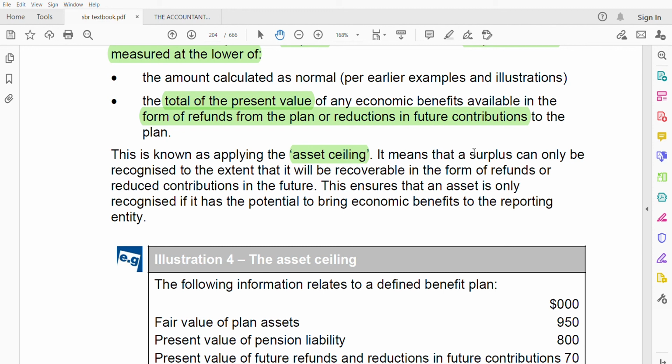Remember, ceiling is like the top position. That is like the maximum it can go. So here also, up to the extent. So ceiling is like up to that extent only. More than that, it cannot go. Up to the extent that it will be recoverable in full in the form of refunds or reduced contributions in the future. Are you getting a refund or are you reducing contribution in the future? This ensures that an asset is only recognized if it has the potential to bring economic benefits to the reporting entity. You can only recognize an asset when it has the potential to bring economic benefit.